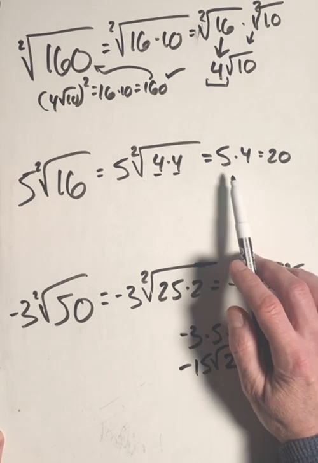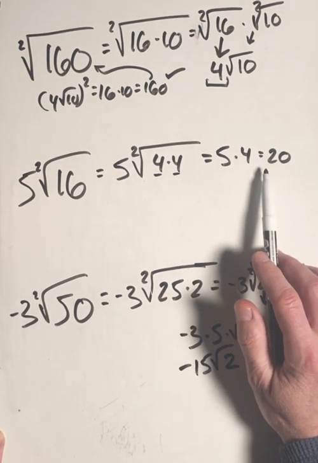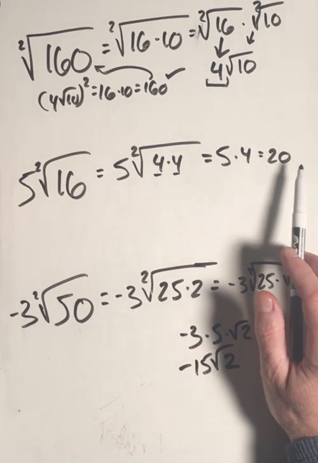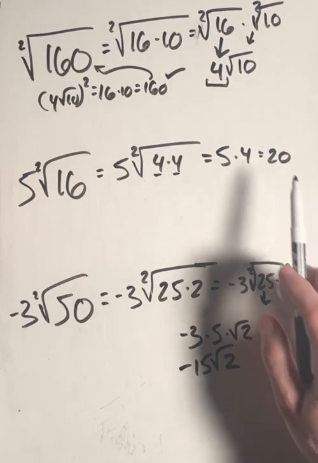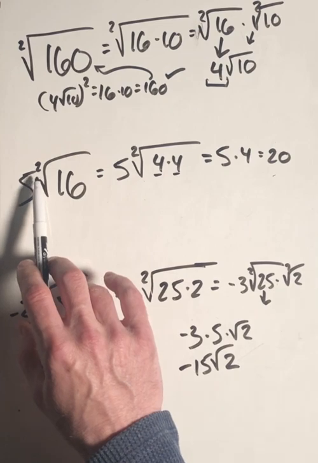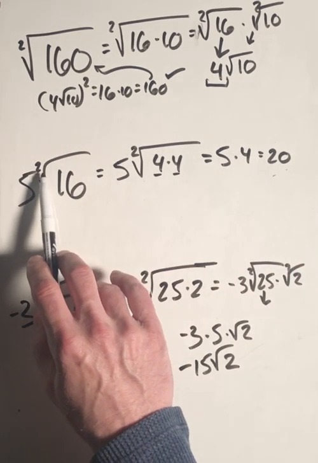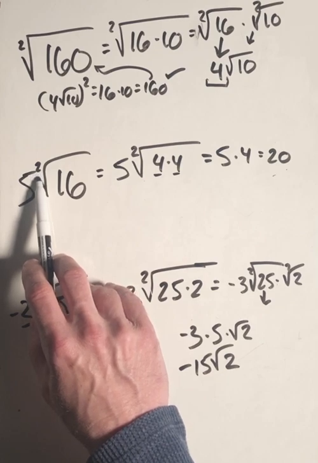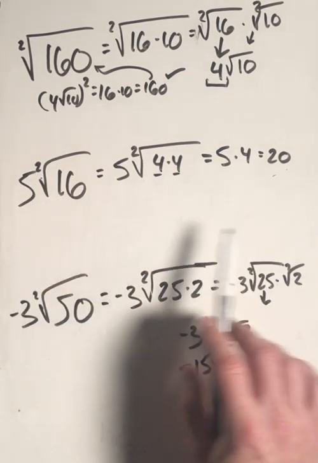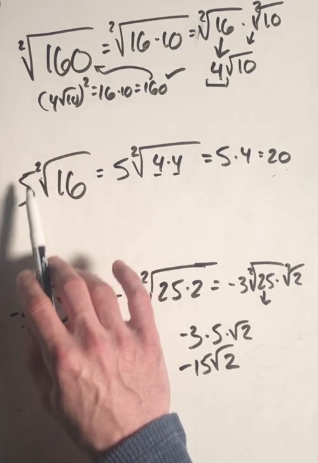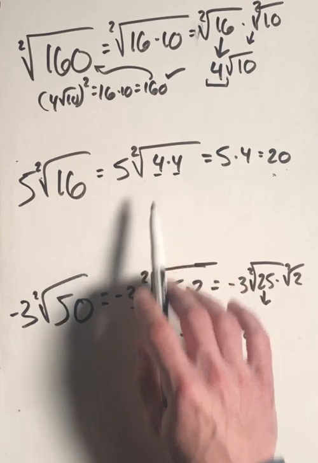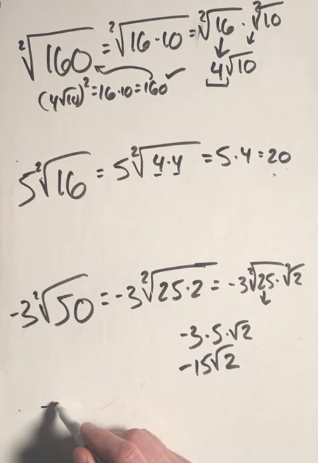So in this one here, we had 5 times the square root of 16, or 5 times 4 equaling 20. So we should be able to take 20 and raise it to the power of the index. So 20 times 20 would be 400. And if we took 5 squared, 5 squared is 25. 25 times 16 is also 400. So this one works. And we do the same thing here.